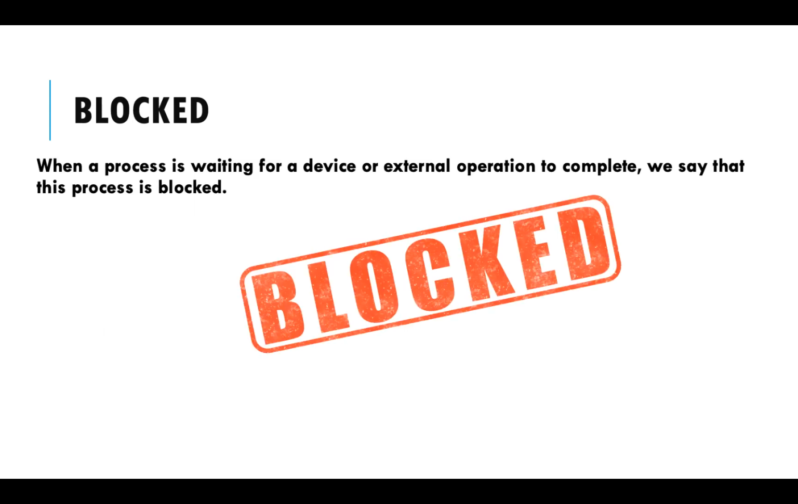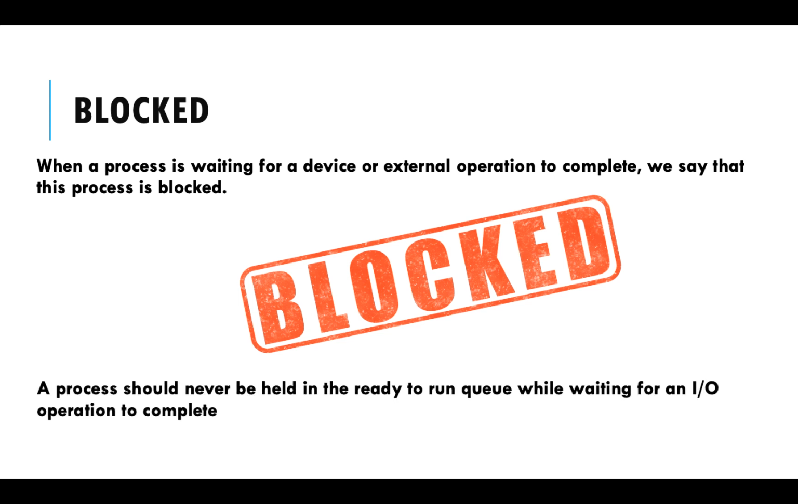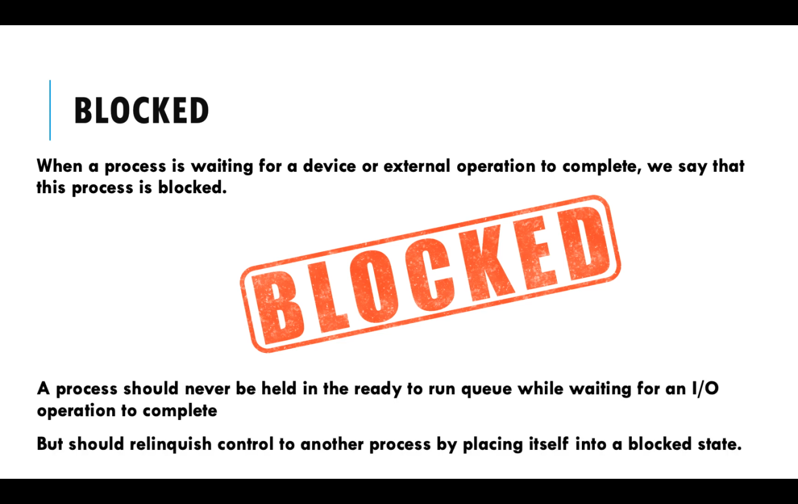And the final one, the blocked state. When a process is waiting for a device or an external operation to complete, we say that this process is blocked. A process should never be held in the ready to run queue while waiting for an input or output operation to complete, but should relinquish control to another process by placing itself in the blocked state and thus freeing up the processor for other processes.